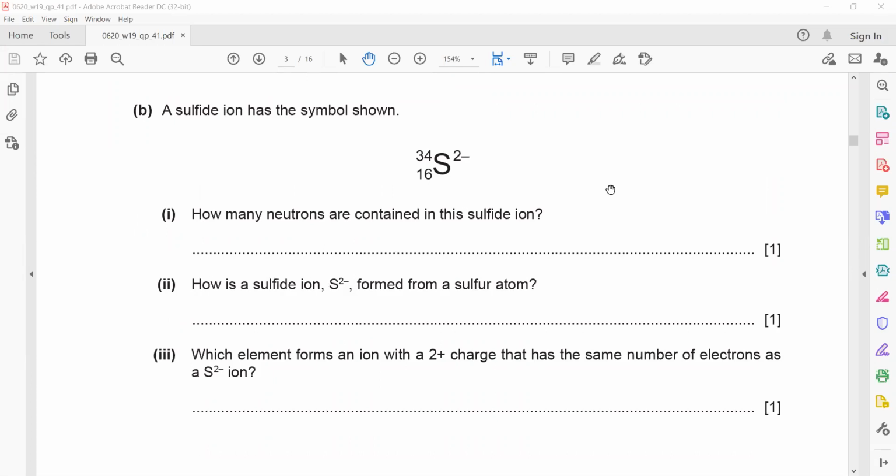How is sulfide ion formed? From a sulfur atom. So how this ion with a charge 2 minus is formed? By gaining 2 electrons. Because charge is -2, so it is gaining electron, and because it's minus, charge is negative, means gain electron, and 2 means it is gaining 2 electron.